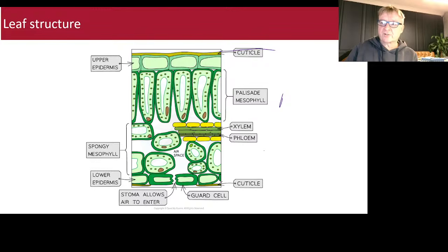It goes through the stoma, through the air spaces, and it gets to the palisade cells that tend to have the most chlorophyll. Once the photosynthesis process has happened, the carbon dioxide comes out of the palisade cells, through the little air spaces, and out of the guard cell. Right, what that does is the guard cells control the opening and closing of the stomata, because basically the stomata is just a little hole. All right.